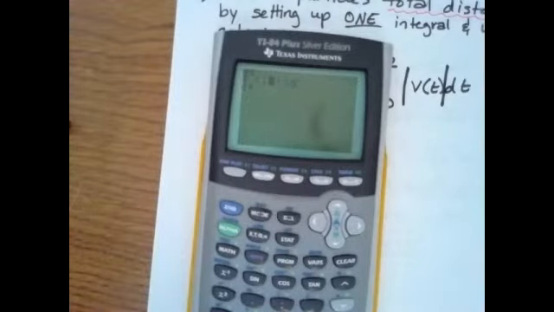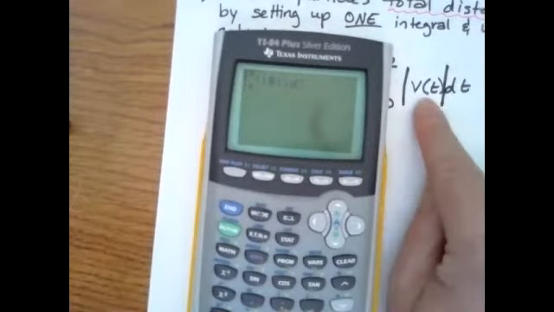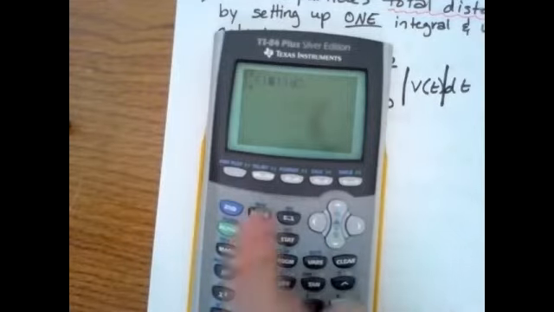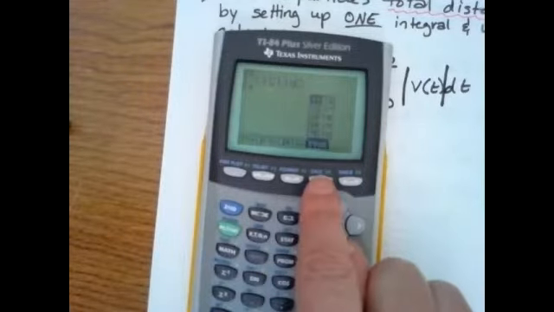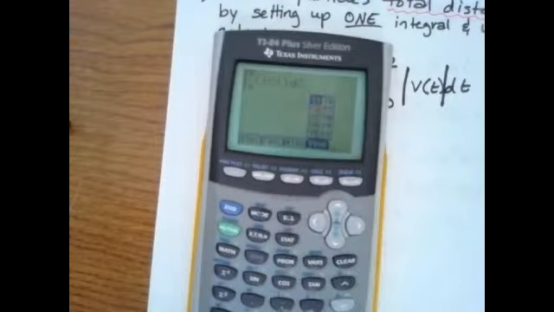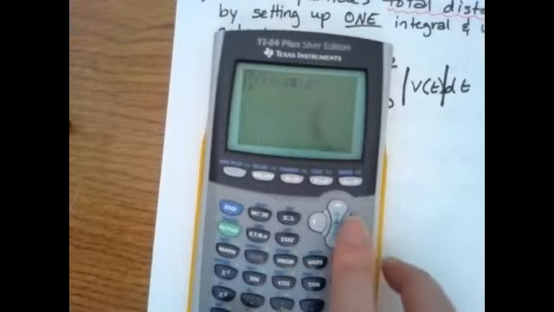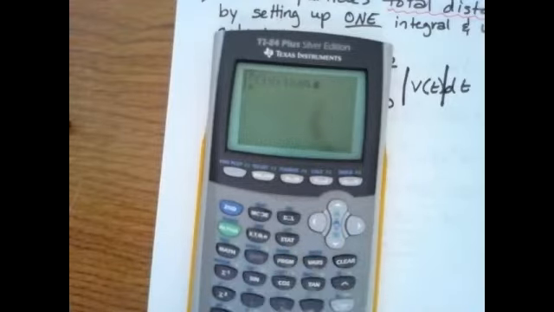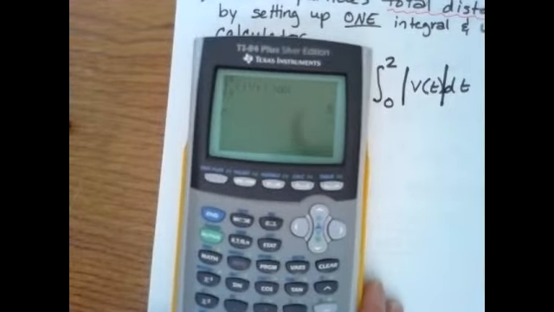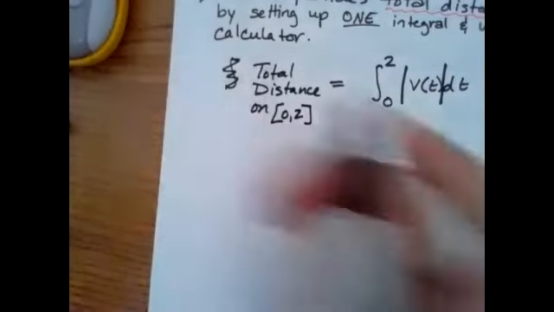It nicely puts the bars in. Then I can just put in my velocity function, which I have stored in y1. So I'll do alpha trace to access the y1, and finish it off with a dx. Let it do its work. The integral is 6. The integral of speed here is 6. And that means that's the total distance traveled.